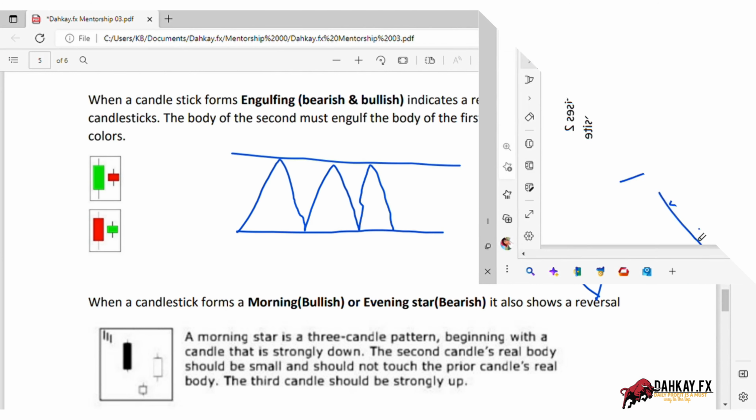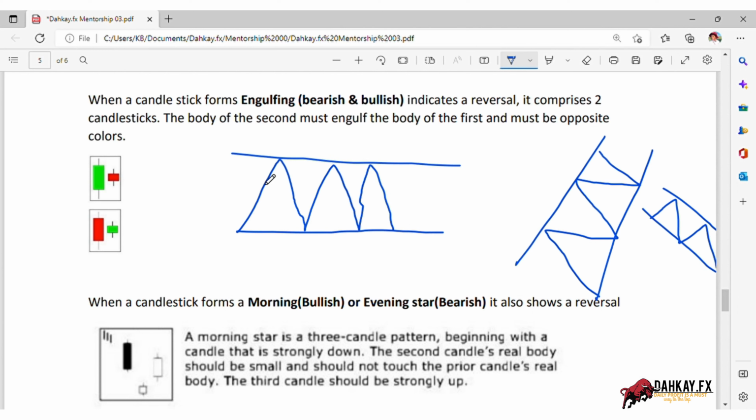You'll find these candlesticks where the market reverses either up here or down here, either up here or down here.